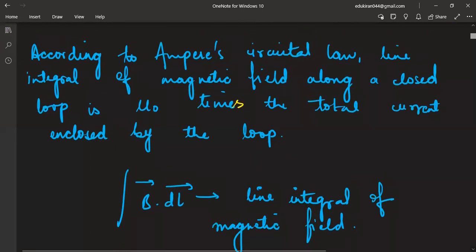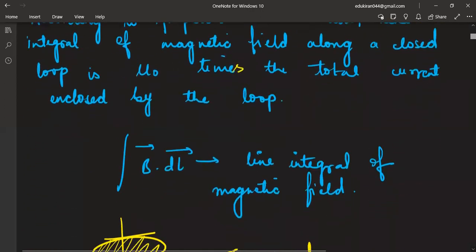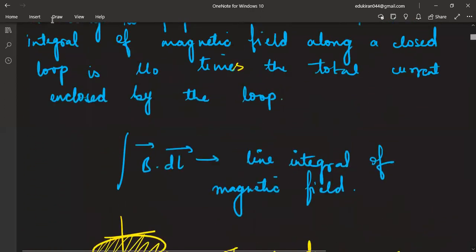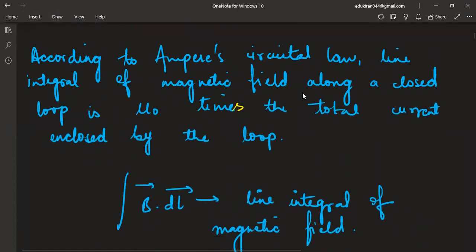Ampere circuital law is very easy. You just have to remember this statement: according to Ampere circuital law, the line integral of magnetic field along a closed loop, that is, the integration of B dot dl, is equal to what? Mu naught times the current that is enclosed by the loop, that is I enclosed.